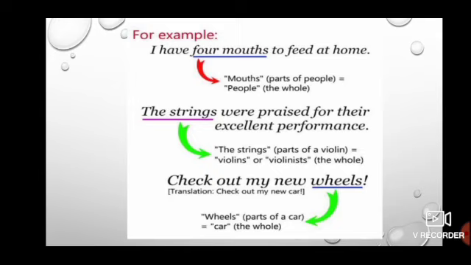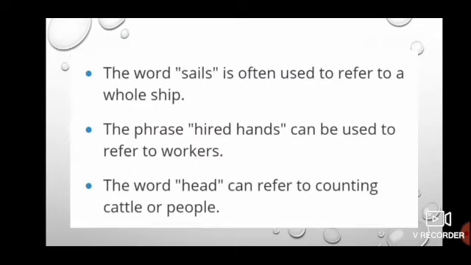The strings were praised for their excellent performance. Strings, parts of a violin, violins or violinists, the whole. Check out my new wheels. This is wheels. Wheels means it's a part of a car, the whole. Have you got an idea now? I hope you have understood. Let's solve some more examples.